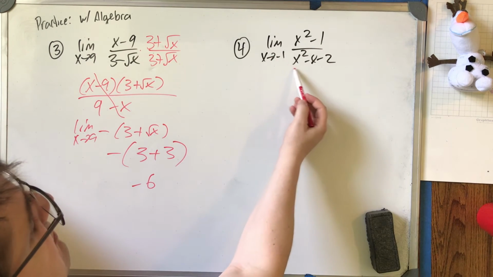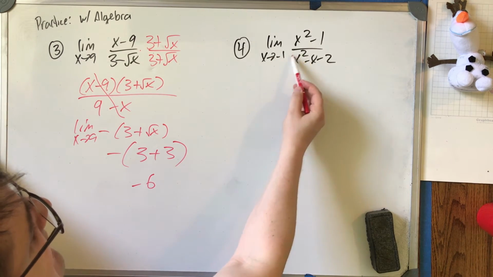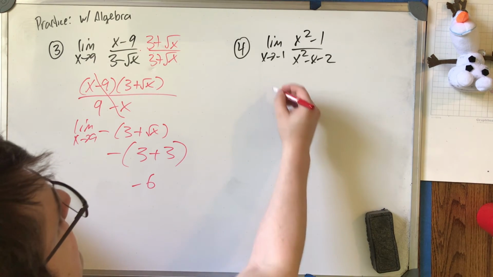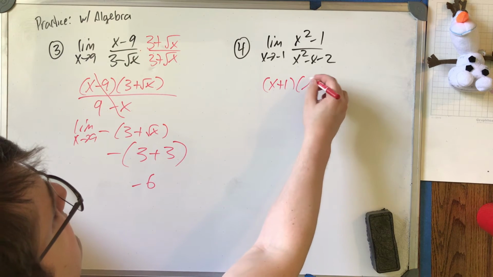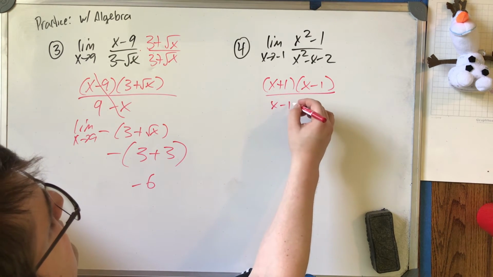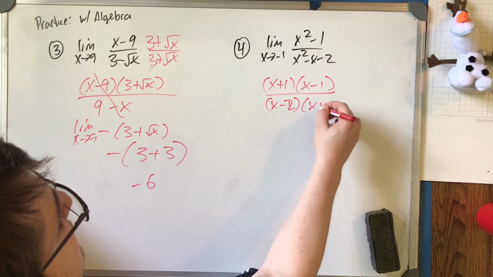So for this one, if I plug in -1, I get 1 plus 1 minus 2, so that's going to give me 0. So I'll try factoring. Top factors to x plus 1, x minus 1. Bottom is going to factor to x minus 2, x plus 1.